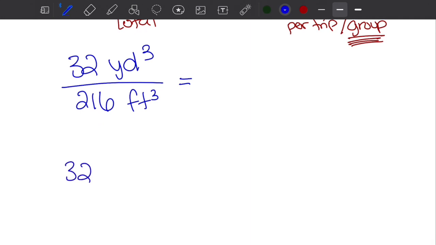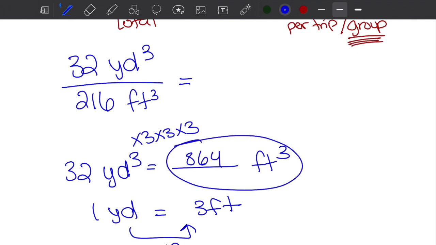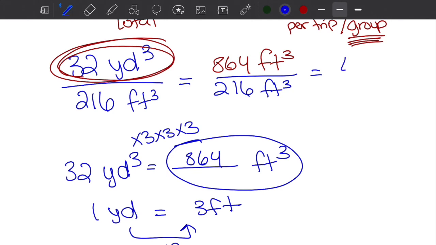Okay, so 32 cubic yards equals how many cubic feet? Well, I know that 1 yard is equal to 3 feet. And to go from here to here, I multiply by 3. So here I'm going to multiply by 3 times. So 32 times 3 times 3 times 3 gives me 864 cubic feet. So this number here is equal to 864 cubic feet. Okay, and then everything else is the same. And now I can divide them. So 864 divided by 216 gives me 4.